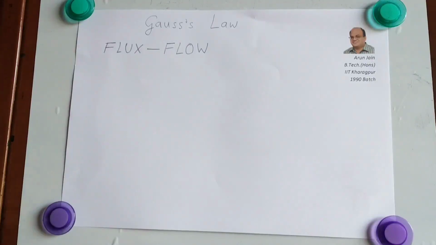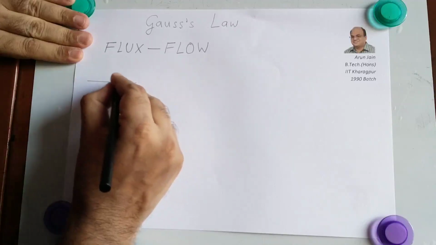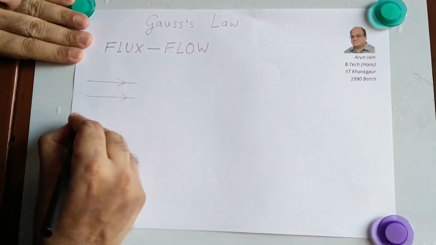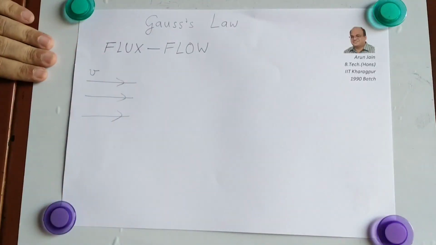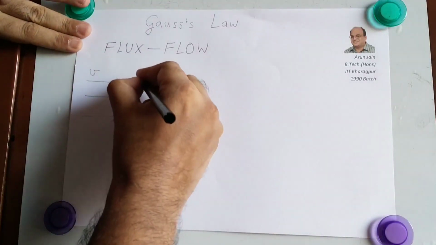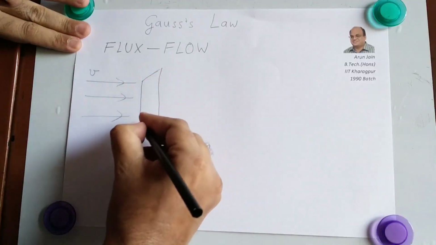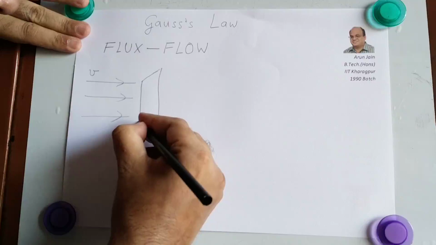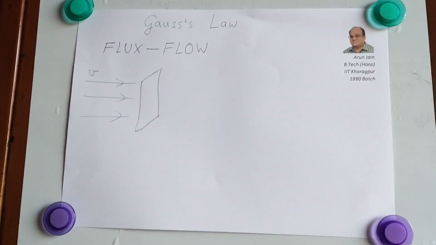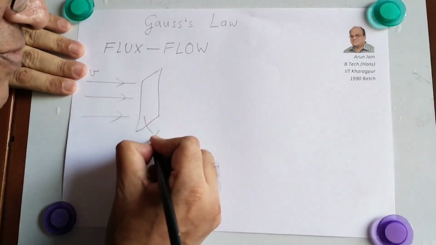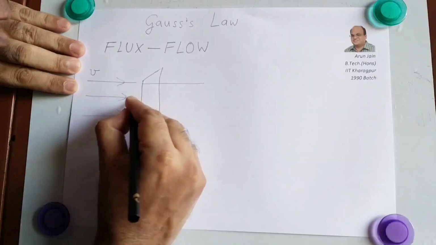First, let us look at air flow. Suppose air is flowing with velocity v in this direction. And we have a surface perpendicular to this velocity of air. So this surface is perpendicular to the paper. The area of the surface is A. So this air is flowing through this surface.